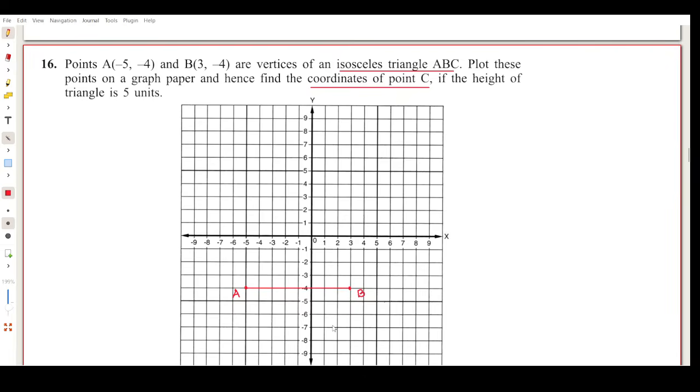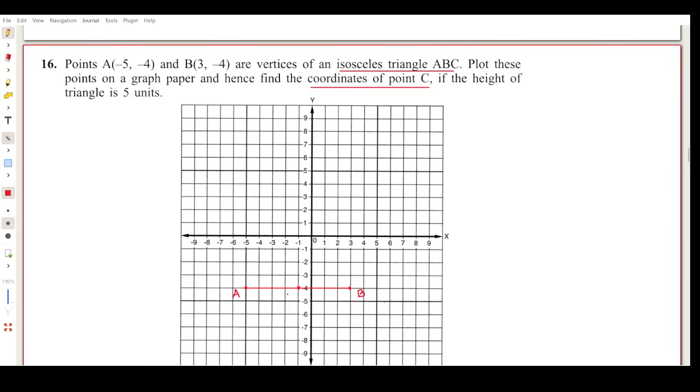Right, so now we have to find the coordinate of point C. The height of the triangle is 5 units. So how to find the point C? First you can find the midpoint of A and B, by using the midpoint formula, or we can easily find it from the graph. Here how much is the distance? 1, 2, 3, 4, 5, 6, 7, 8 is the distance. Then half of 8 will be 4. So 1, 2, 3, 4, correct? Now this is the midpoint.